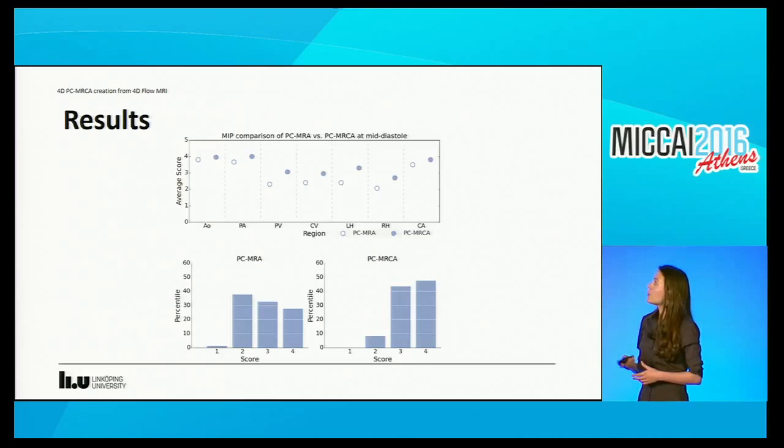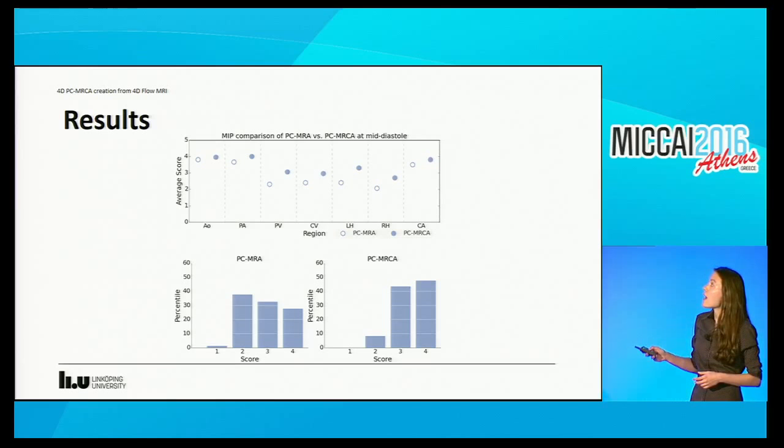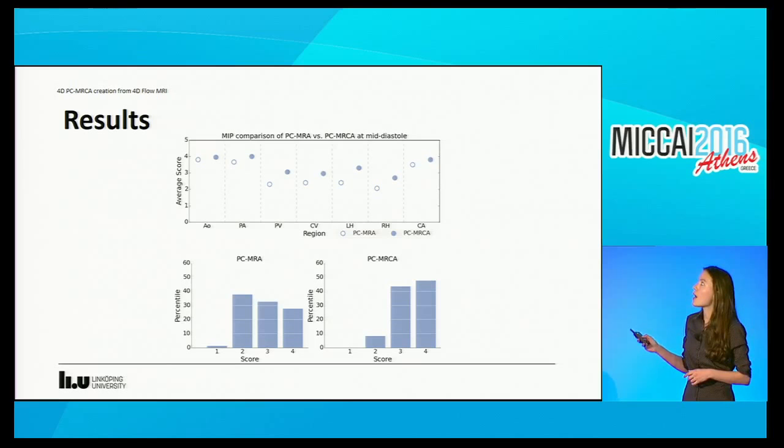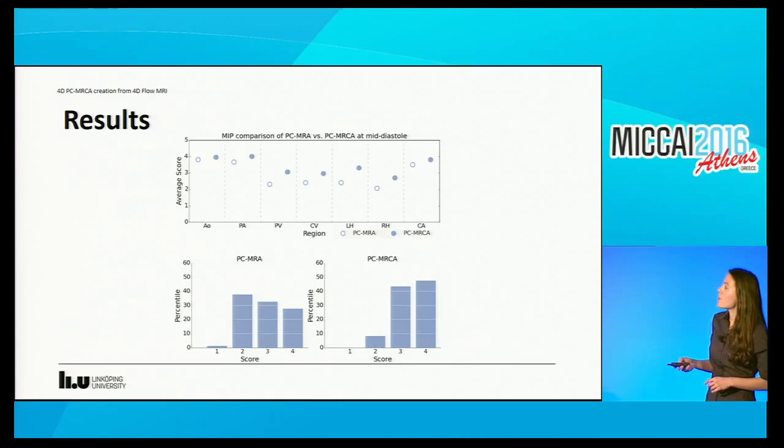On the top here, we have on the vertical axis the average score, from 1 to 4, and on the horizontal axis, the different regions that we scored: aorta, pulmonary artery, pulmonary veins, caval veins, left side of the heart, right side of the heart, and carotid arteries. And we can see that the PC-MRCA in blue had a higher average for all the regions. And then below, to the left, the PC-MRA obtained mostly scores of 2s and 3s, while the PC-MRCA obtained scores of mostly 3s and 4s.